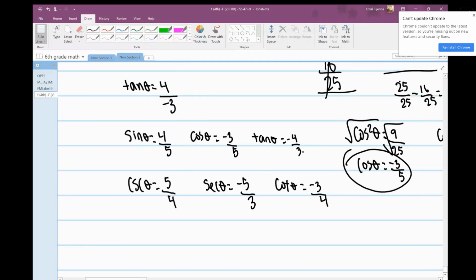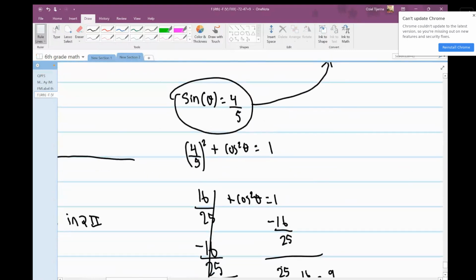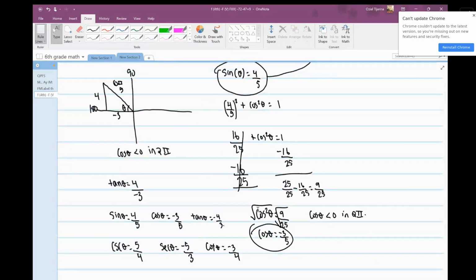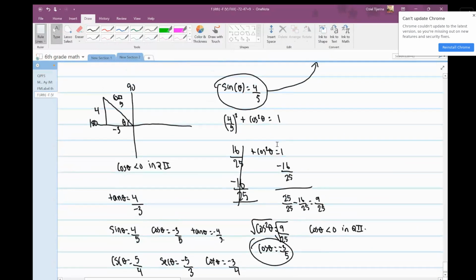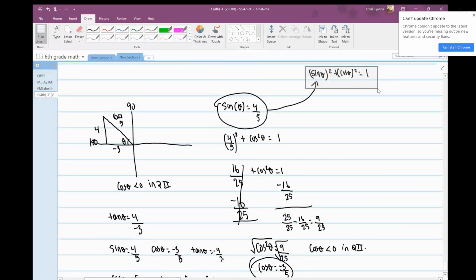The only thing that I wanted to really explain here was how to solve for cosine theta. You have to use this formula to solve for cosine theta, and they already give you sine theta, so you just have to plug it in for sine theta. So sine theta squared, which is 4/5 squared, plus cosine squared theta equals 1. I got 16 over 25 plus cosine squared theta equals 1.